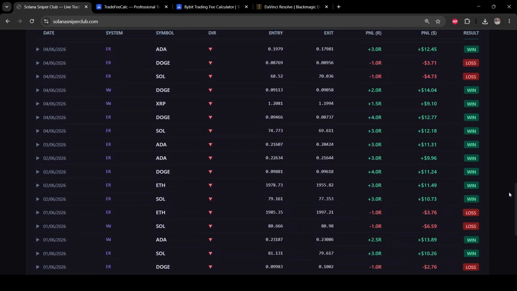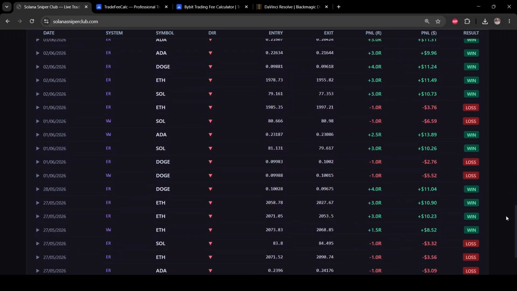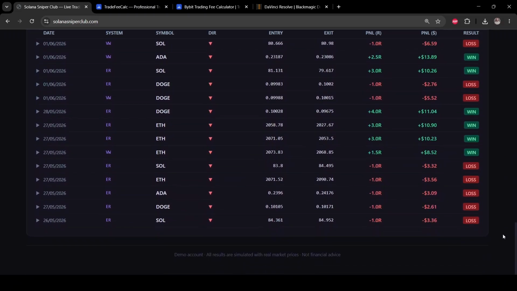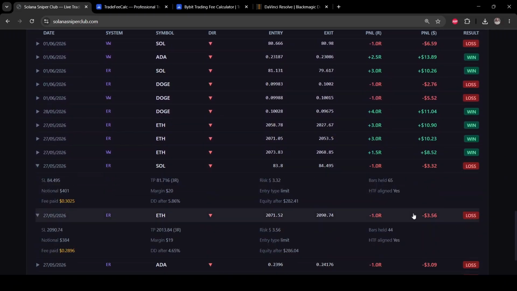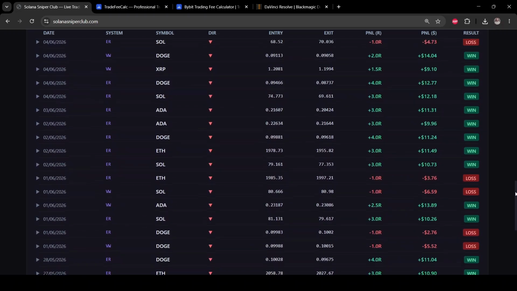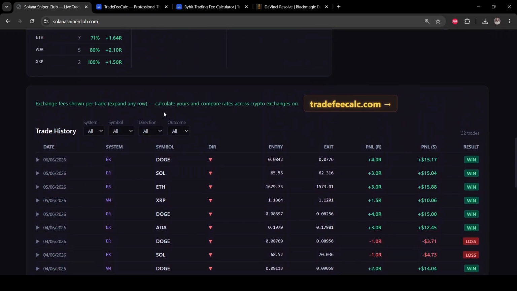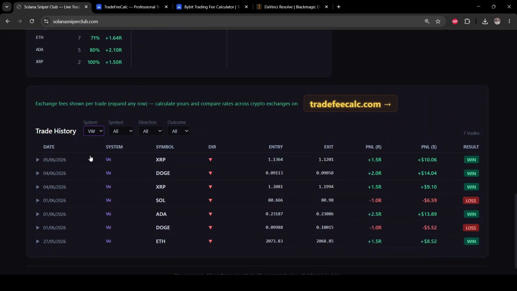And the second strategy is the VWAP Touch system. It trades 6 pairs, including Bitcoin, and it fades over-extended moves from the VWAP anchor. The take profit from this strategy is between 1.5 and 2.5 R, so 1 to 1.5 and 1 to 2.5.